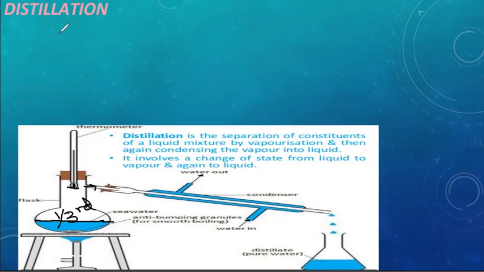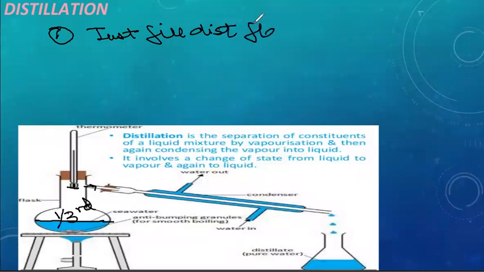So as precaution number 1, we are not going to overfill; we will just fill the distillation flask with 1/3 of the mixture, right? So that's precaution number 1.